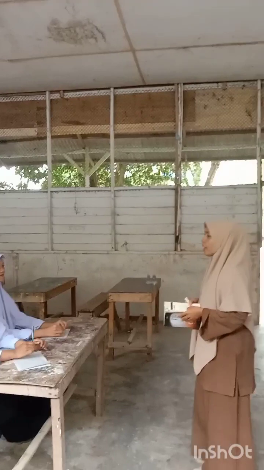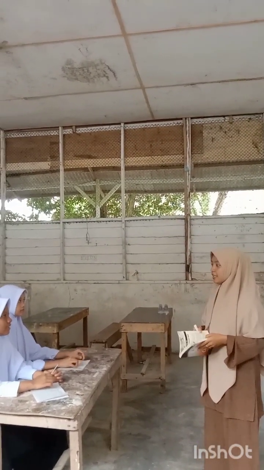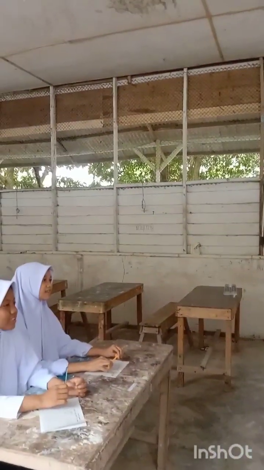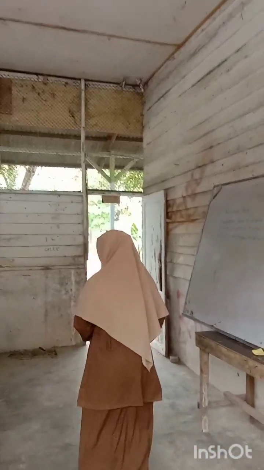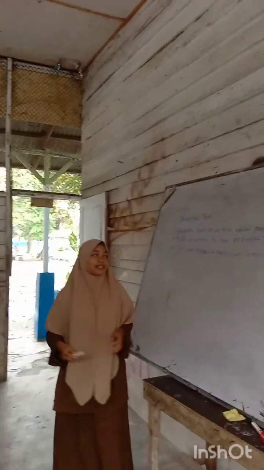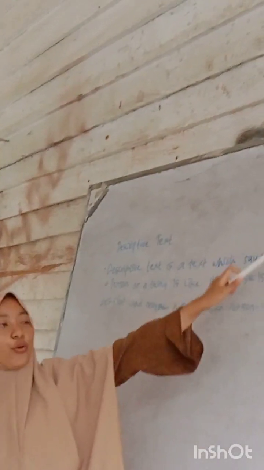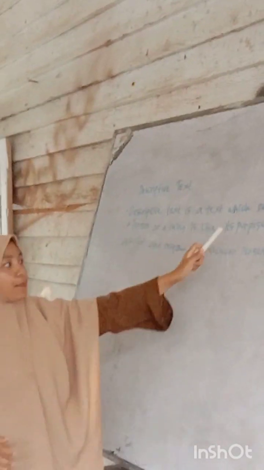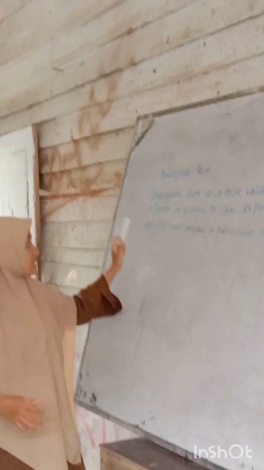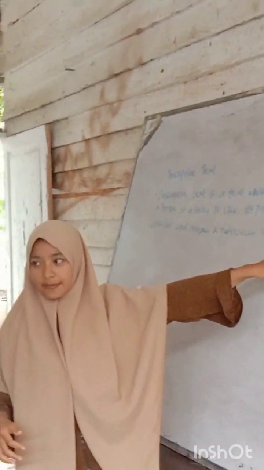Bismillahirrahmanirrahim. Okay. Our topic today is about descriptive text. Do you know about descriptive text? No. Okay. Look at the whiteboard. Descriptive text is a text which says what a person or a thing is like. Its purpose is to describe and reveal a particular person, place, or thing.